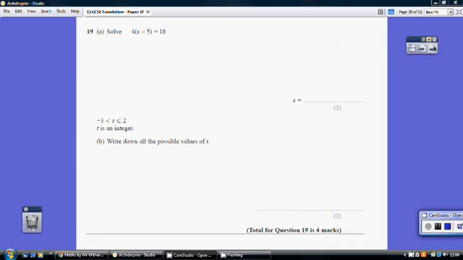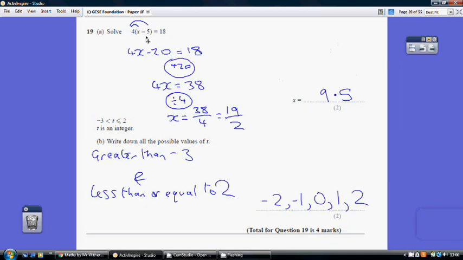Question 19. So for part A, start off by multiplying out the bracket. 4 times x and 4 times minus 5. 4 times x is 4x, 4 times minus 5 is minus 20. So we want all our x's on one side, all the normal numbers on the other. So we're going to choose to add 20 to both sides, giving us 4x equals 38. We then divide both sides by 4, giving us x equaling 38 over 4, which simplifies to 19 over 2, which is 9.5.